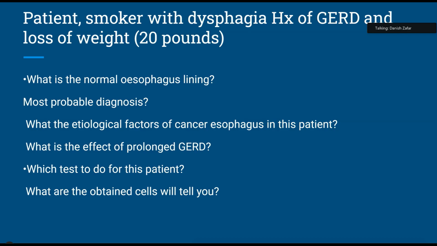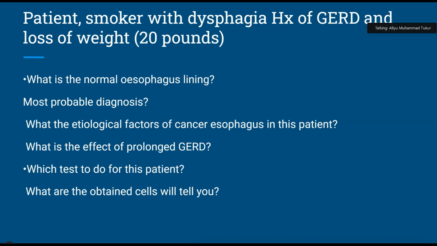So what is the normal esophageal lining? Normal esophageal lining is stratified squamous epithelium, non-keratinized. Okay, so after reading the scenario, what will be your most probable diagnosis? Most probable diagnosis in this patient is esophageal cancer.